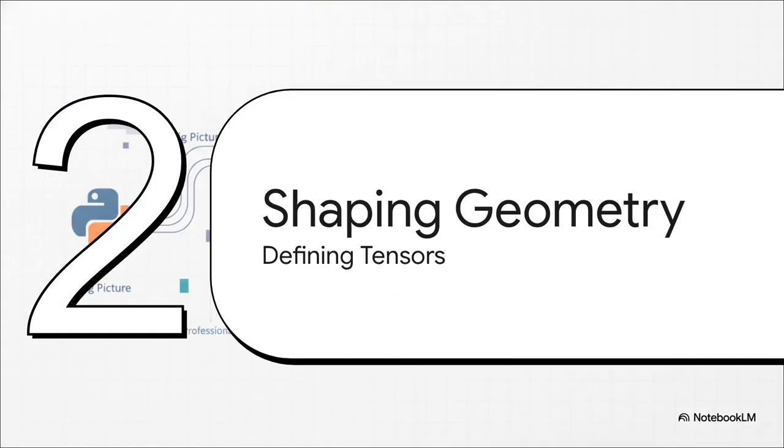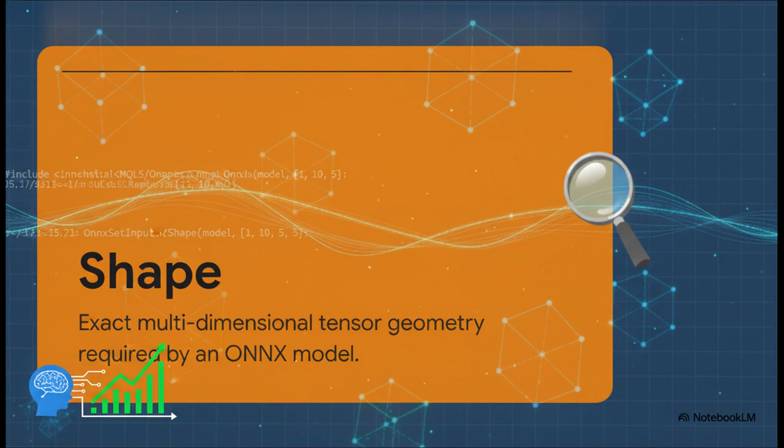Next up, Phase 2, Shaping Data Geometry. With the foundation poured and secured in memory, we now have to define the precise geometry our model expects. In machine learning, shape just refers to the exact multidimensional tensor geometry required by your network. We use the native functions OnnxSetInputShape and OnnxSetOutputShape for this. We absolutely must tell MQL5 the exact dimensions of the data flowing into and out of our model.